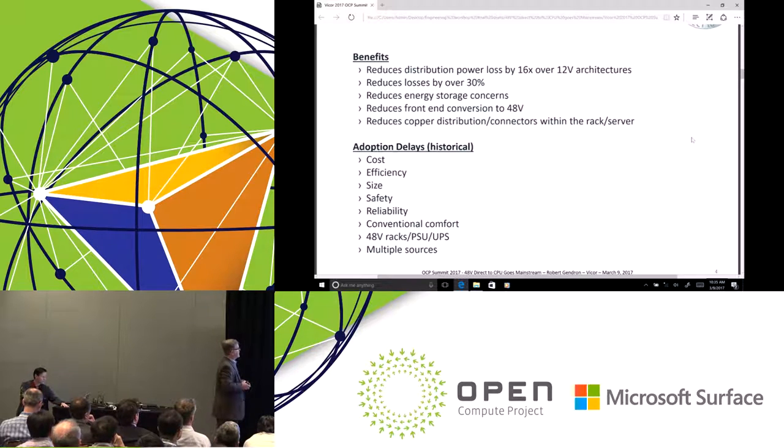So again, the adoption delays of the past: cost, efficiency, size, so on. But I can tell you today, for the cost, efficiency, size, safety, reliability, and what I call the conventional comfort, you know, ease of design, everything else that goes on, at Vicor, our solution, we've either made those concerns, performance parameters, either at par or we've exceeded that of the conventional 12-volt type design, okay? So those delays are no longer in place for us. The last two, ironically, for customers to have the racks, multiple sources, et cetera, that's thanks to OCP, right? So these delays, like I said, for us, we see as largely historical at this point.